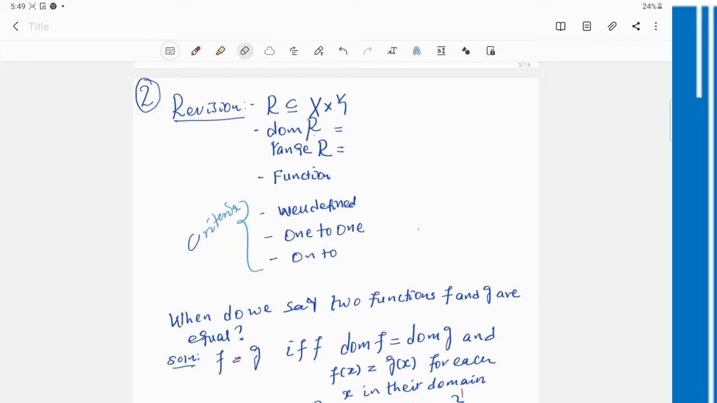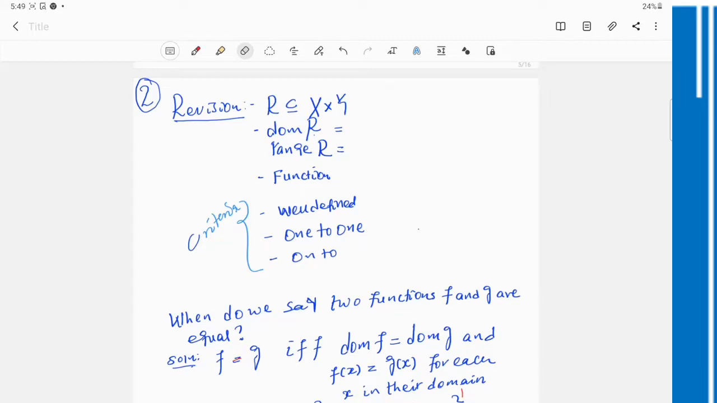In the previous video, we discussed relations, and we defined a function. We also saw the domain and range of a relation, and we defined well-definedness, one-to-oneness, and onto-ness.